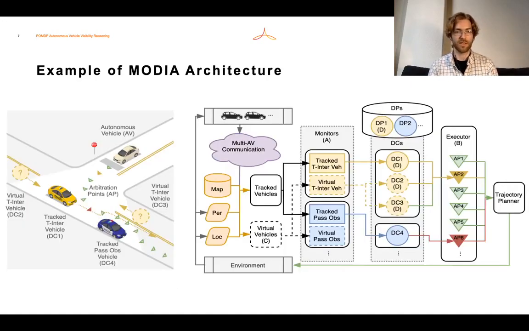Visually, it looks like this. We have our arbitration points, and importantly, we instantiate virtual vehicles just out of view. And these virtual vehicles are treated as DCs in their own right. All the DCs then recommend their actions at particular arbitration points, and the executor applies its function.